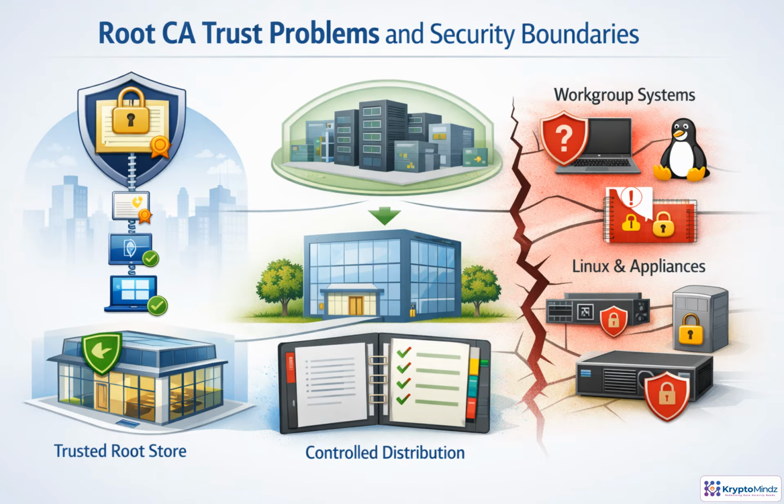Root CAs define the security boundary for your entire environment. With the correct root in the correct trusted store, clients automatically accept valid chains and your certificates just work. If a required root is missing, applications fail. If a malicious or unapproved root is present, attackers can impersonate anything inside that trust scope. Treat root distribution as a controlled change. Know who owns it, where it's deployed, and avoid ad hoc imports on isolated or non-domain systems.